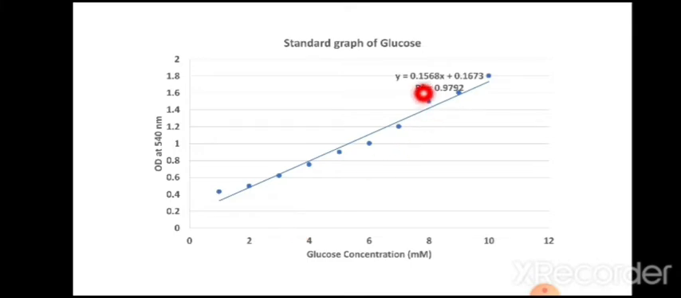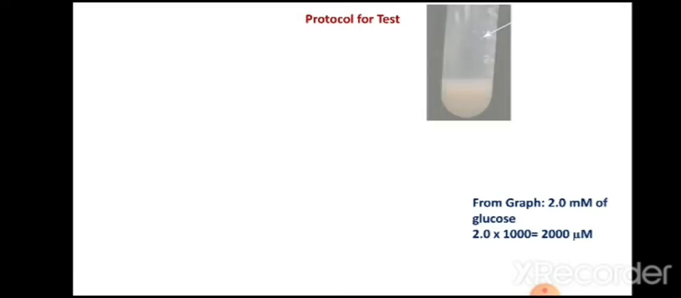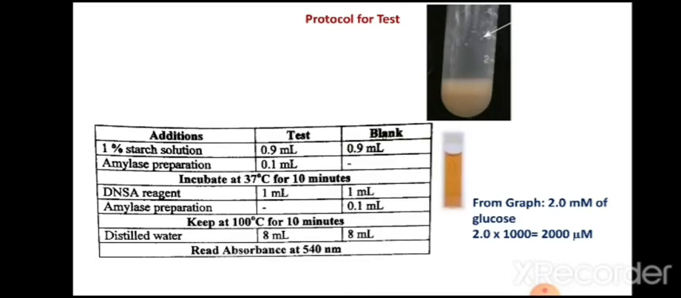Or we can make use of this equation, y is equal to mx plus c. So it is very easy to convert optical density reading to the glucose concentration. So using this standard graph, now say for example, this is your sample and you have got this kind of color. So from graph, the reading is, say for example, 0.478, the optical density is 0.748.